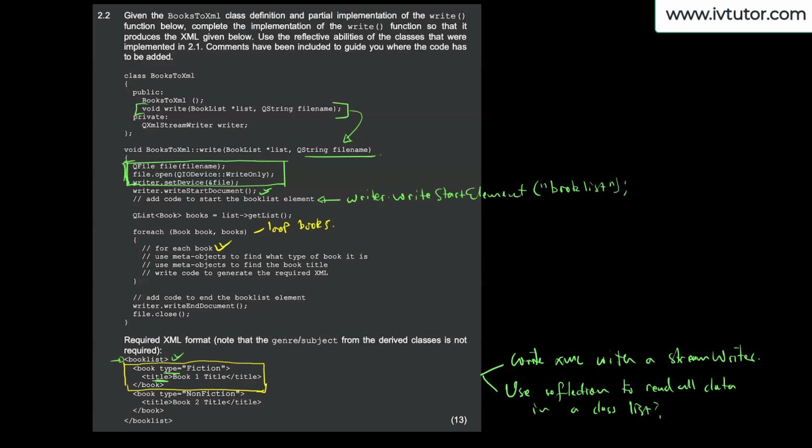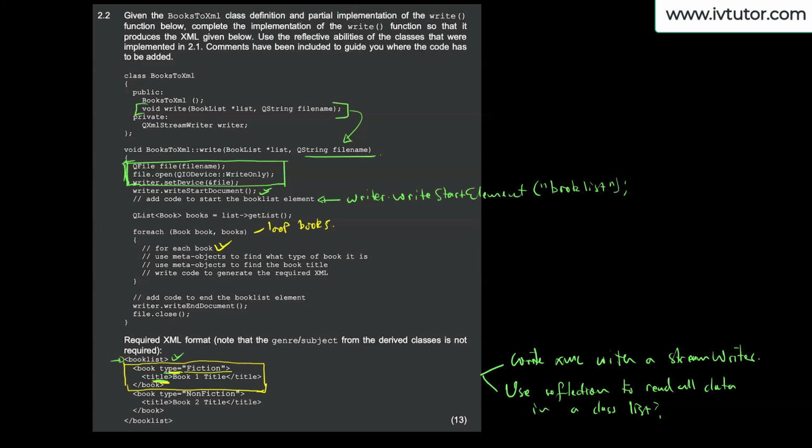So for each book, what do you do? Now they tell you, for you to generate a book element, what do you need? You need the type, right? Which is this. What type is it? And what else do you need? The title of the book. So you need to get the type of the book and you need to get the title of the book, right?